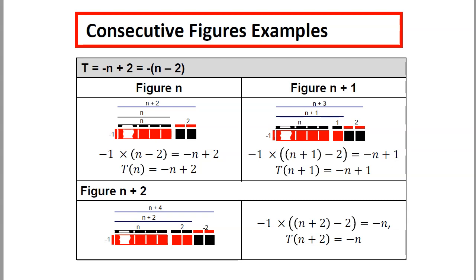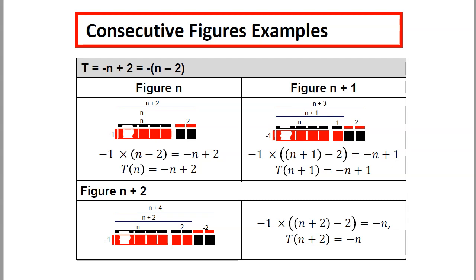If we look at negative n plus 2, which we can think of as negative quantity n minus 2, we have a combination of black and red tiles here. On the left we have negative 1, and on the top we have n minus 2, a black n strip edge and 2 red edge pieces. And you can see that this all combines to minus n plus 2.